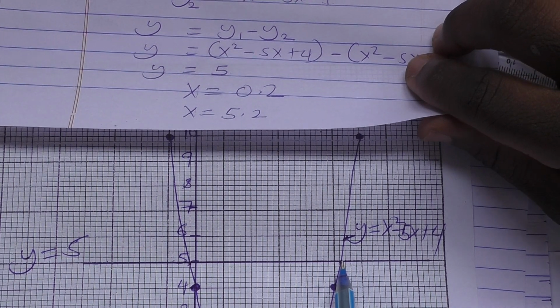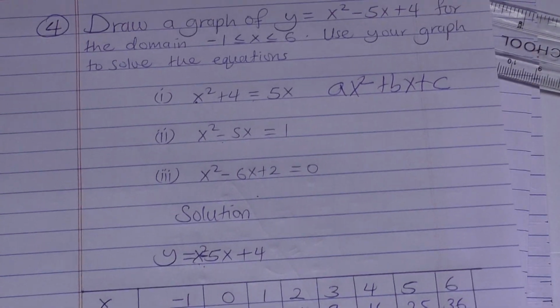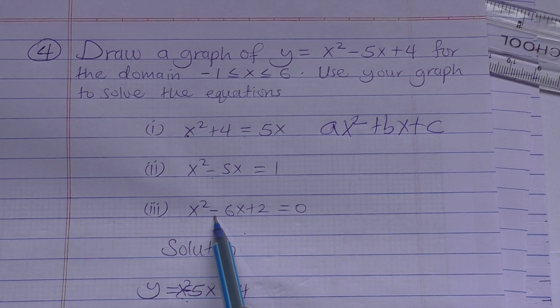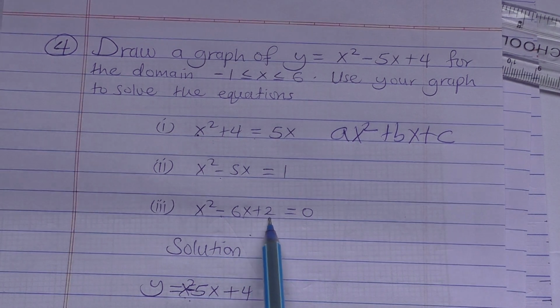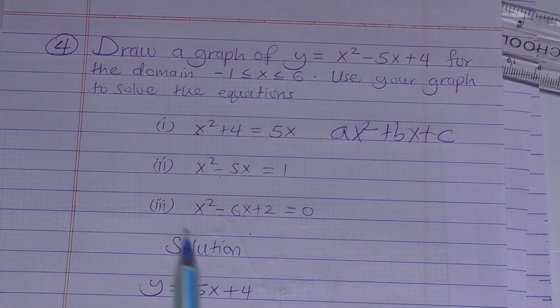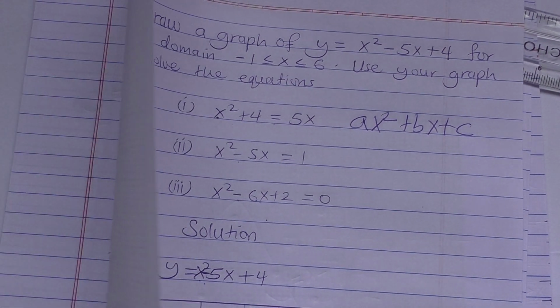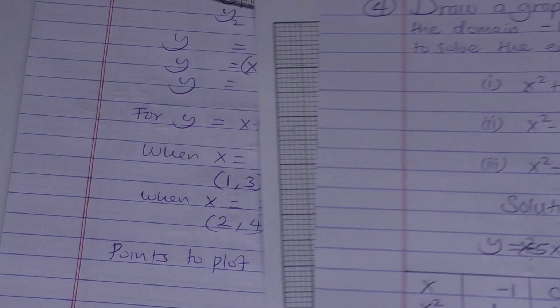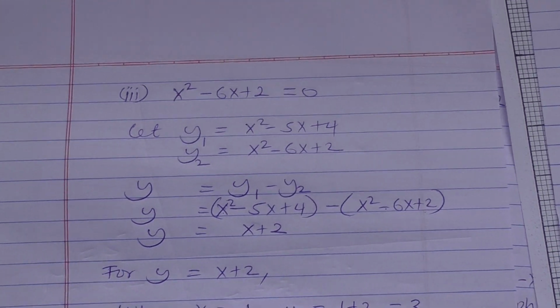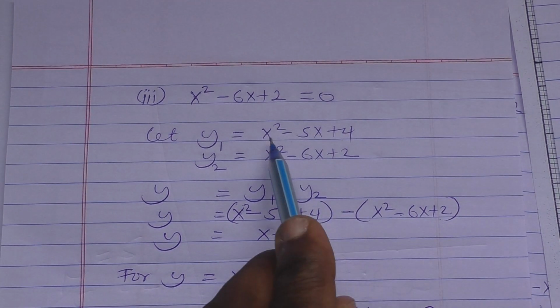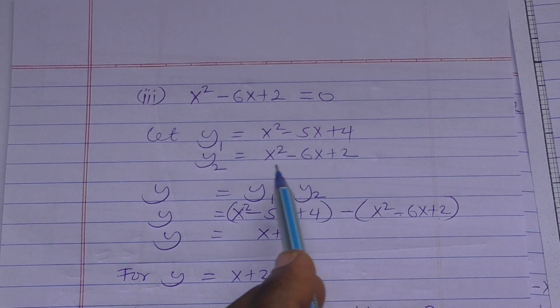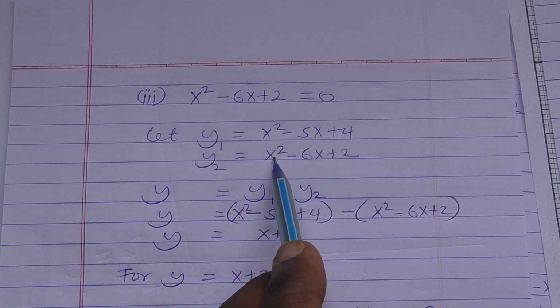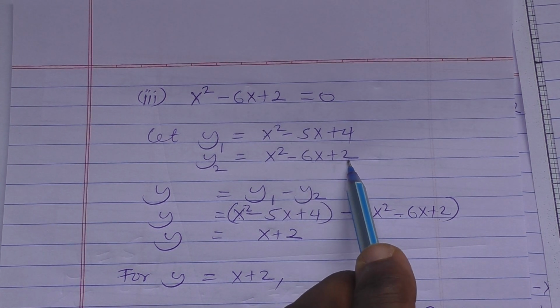Hope that is clear. We come to our third equation, which is x squared minus 6x plus 2 equals 0. Still, we shall do the same. We shall get the original equation whose graph has been sketched, which is x squared minus 5x plus 4. Then we subtract x squared minus 6x plus 2.